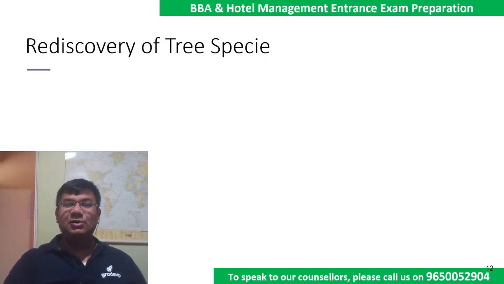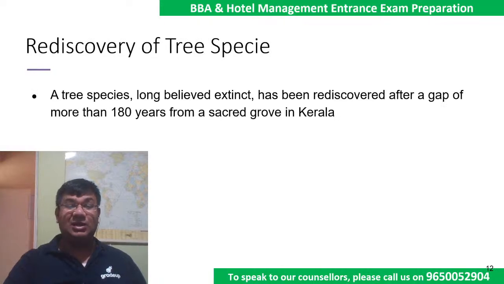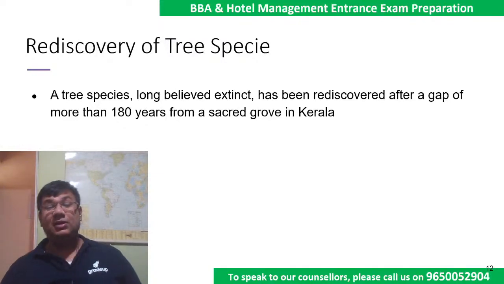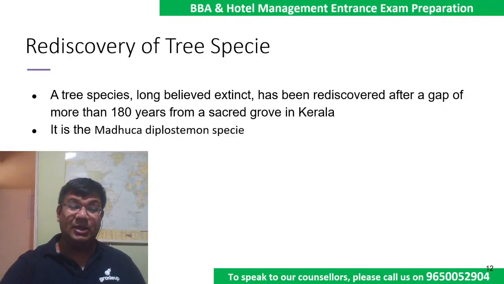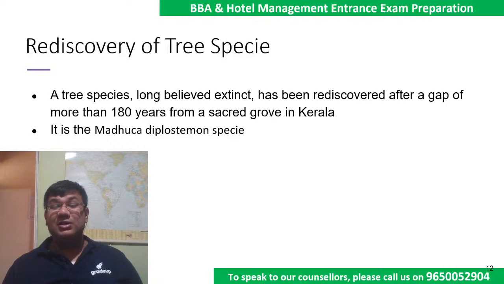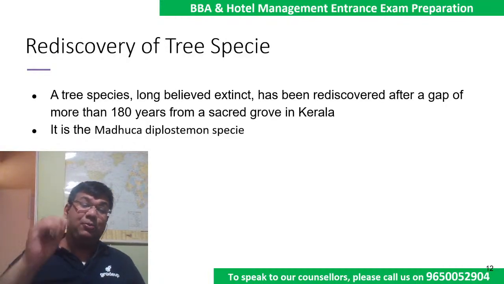Okay, now there's a particular tree species which has been rediscovered. It was long believed extinct. After 180, 184 to be specific, years, this tree has been discovered again in Kerala. Now I want you to pay attention to this term. It's called sacred grove. We will talk about what a sacred grove is, but first of all, the tree, it's called Madhuka diplostimon.